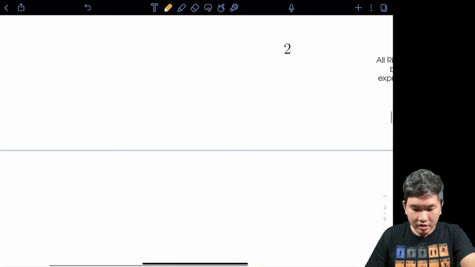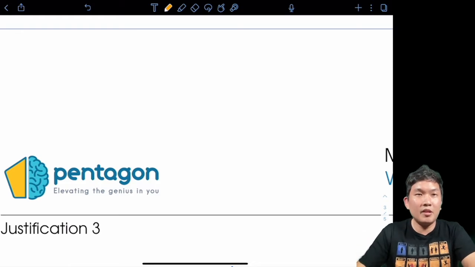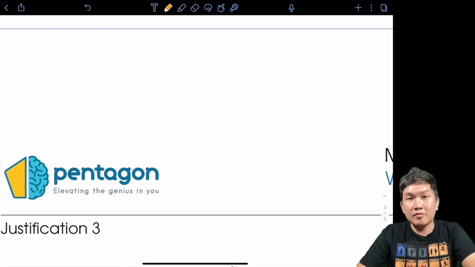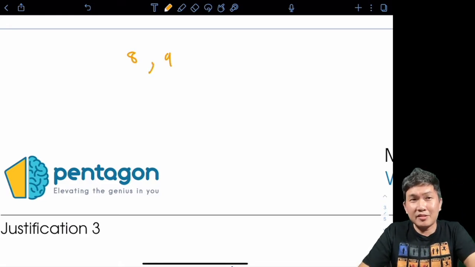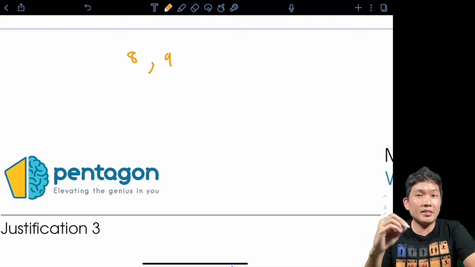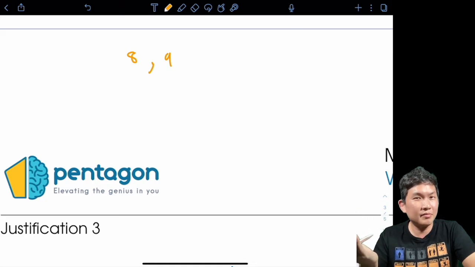So over here for justification number 3, in order to understand it, we have to first understand a very simple theorem, and that is, if there are two different numbers, two unique numbers, say for example 8 and 9, everybody knows, since kindergarten, that 8 and 9 are different numbers. But how would you prove that they are different numbers? It's very simple. If I can find another number that's in between 8 and 9, that means 8 and 9 are different numbers. Would you agree?